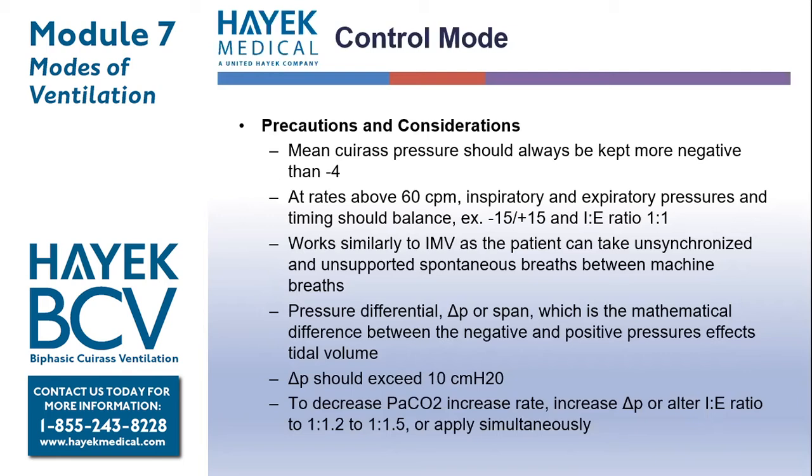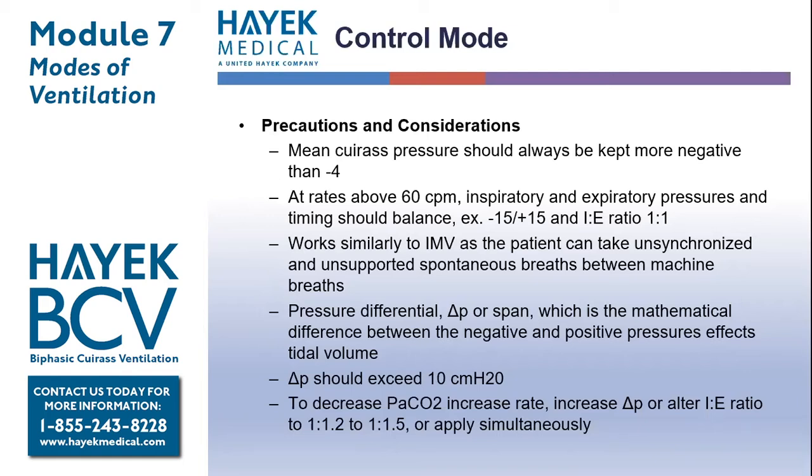Precautions and considerations in control mode. Mean Kuros pressure should always be kept more negative than -4. This average mean pressure is very important to monitor, and in control mode, if less negative than -4 or positive, will create deflation of the lungs. By maintaining mean Kuros pressure more negative than -4, inflation is always favored, and expiratory lung volume is always managed above FRC.